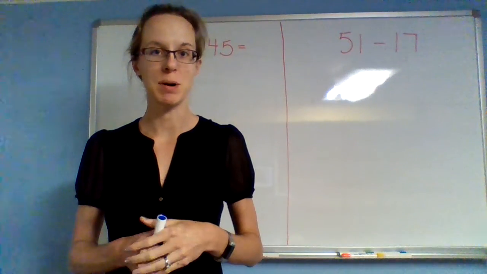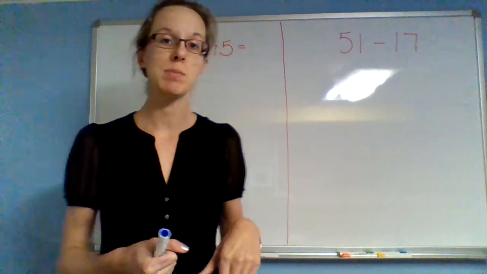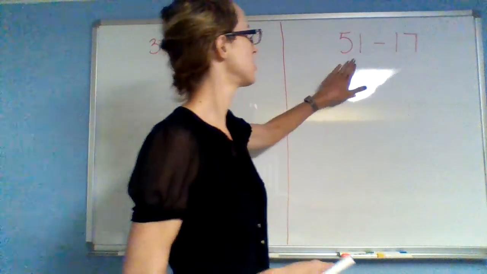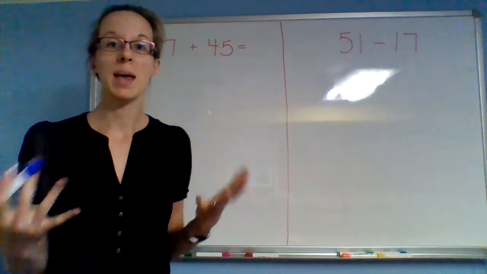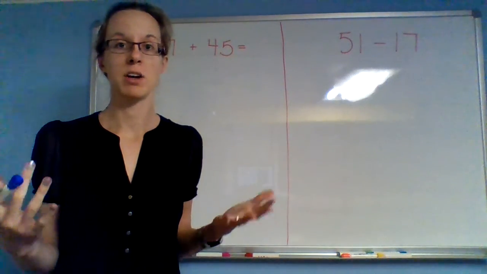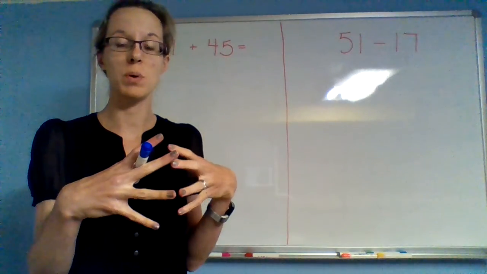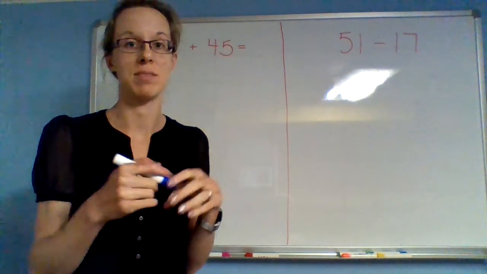Today we are going to talk about regrouping. So sometimes when we add together two big numbers or we subtract two numbers from each other, we have to do something called regrouping. Regrouping happens when we end up with too many of something in one place value or there's not enough of something.